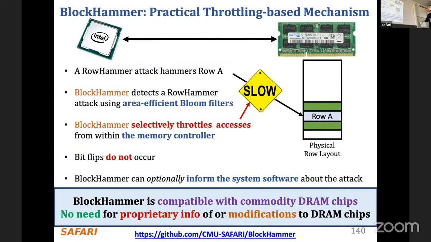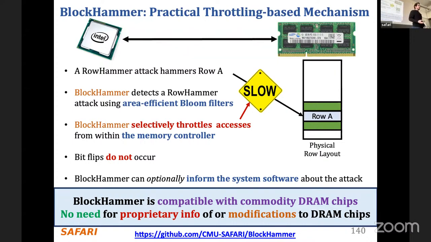The BlockHammer mechanism basically, as I described, slows accesses to a row A if we detect row A as an aggressor row. So how do you detect them? I will talk about it in the next slide. Proactively throttling accesses, or slowing down accesses to row A, will prevent bit flips. And the paper shows you a security proof. Basically, this is proven to be secure, that bit flips won't occur.